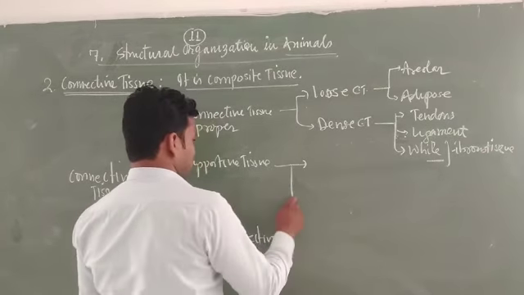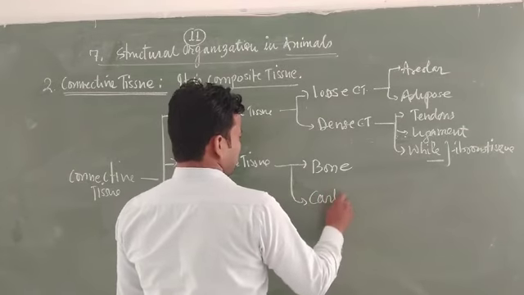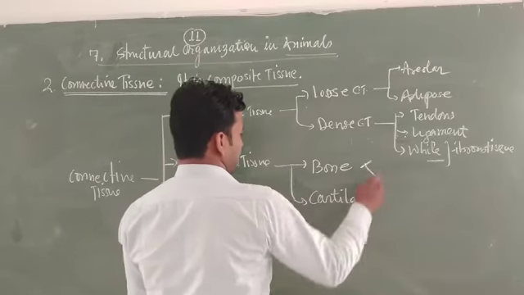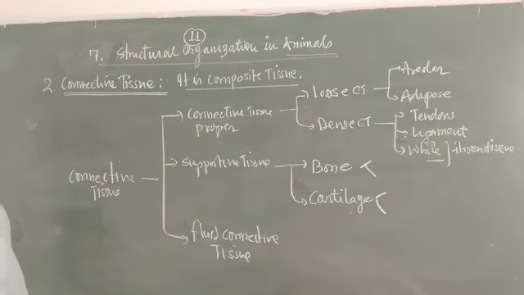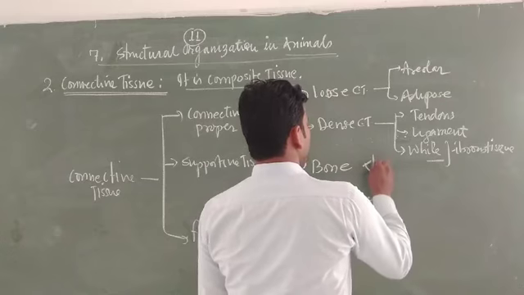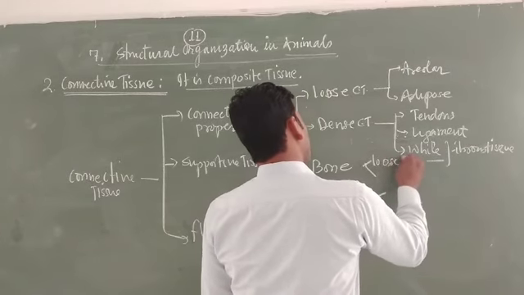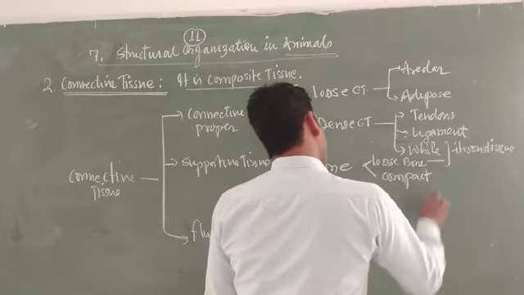Now, the dense supportive tissue is made up of two parts. First is bone and second is cartilage. Bone and cartilage are further divided into their types, but in class 11th it is not in detail, so I am not going to discuss it, but you note down how many types of bone there are. Bone is of two types. First is loose bone and second is compact bone.